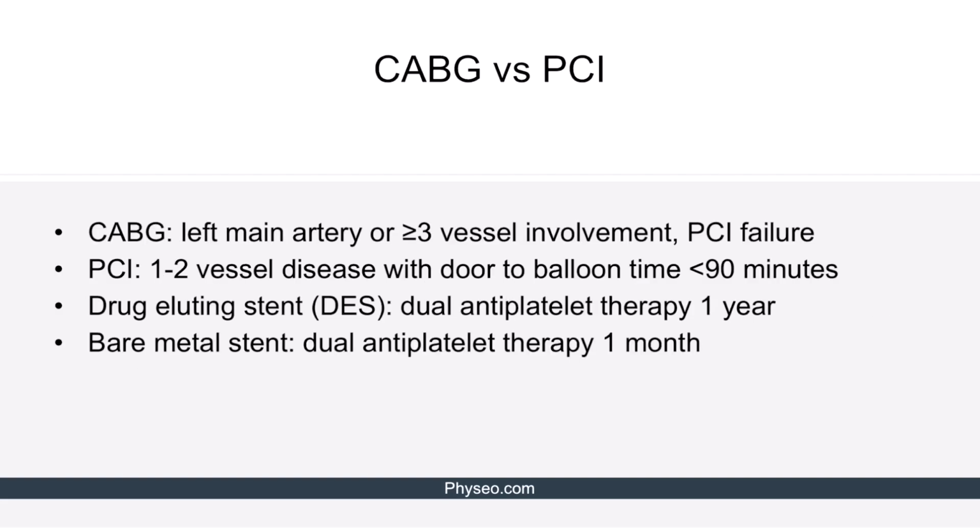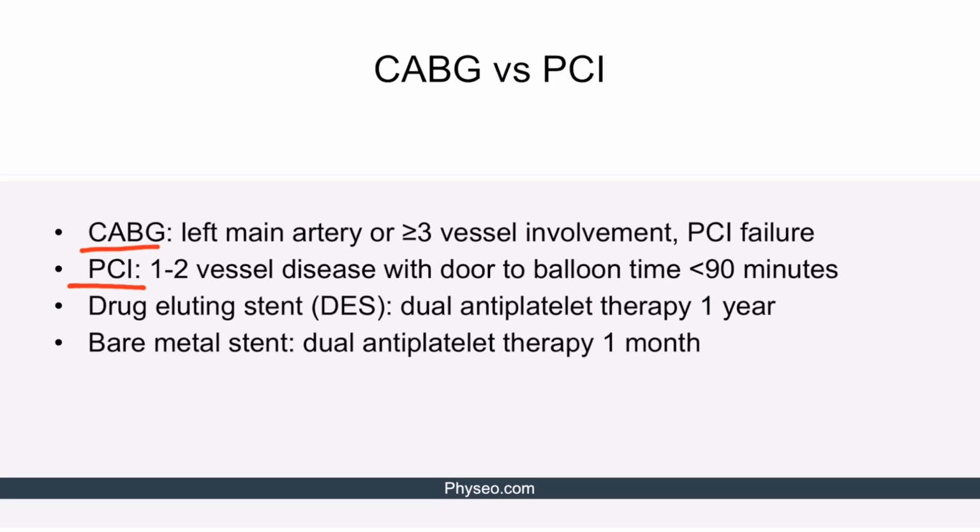Let's talk about choosing between CABG and PCI for revascularization. If cardiac catheterization reveals a left main artery occlusion or 3 or more vessel involvement, then coronary artery bypass graft, CABG, is indicated. CABG is also indicated in the setting of failed PCI treatment. If catheterization reveals 1 to 2 vessel disease, then percutaneous coronary intervention, also known as coronary angioplasty, is preferred, with door-to-balloon time of less than 90 minutes.